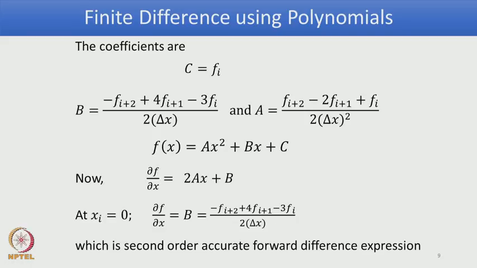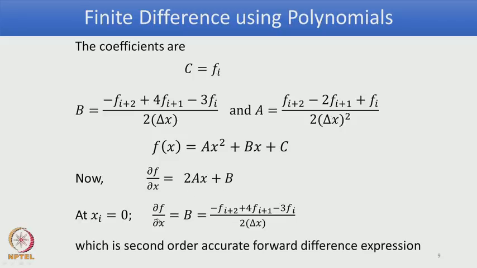Though I have explained how to obtain the accuracy, it is not shown here. What is important is to know that this is a second order accurate forward difference scheme, and you can also recognize immediately that we have considered 2 neighboring points with respect to I, that is I plus 1 as well as I plus 2, and you can also recognize this expression from the first exercise obtained from Taylor series expansion.